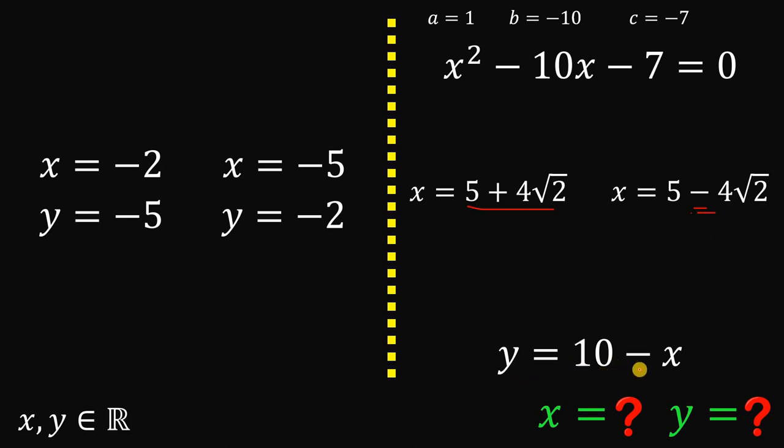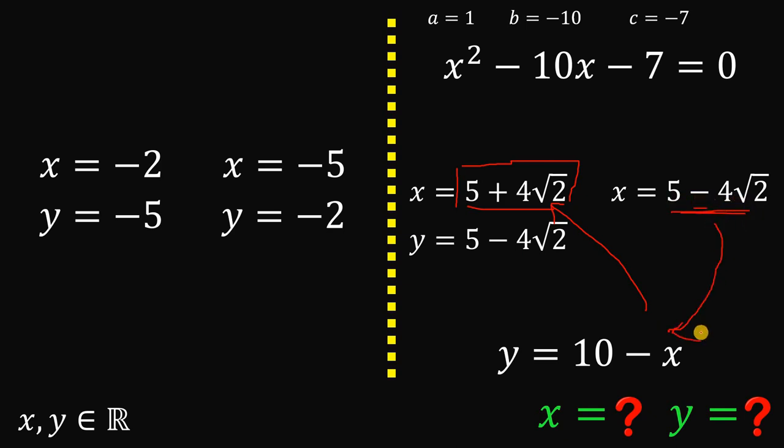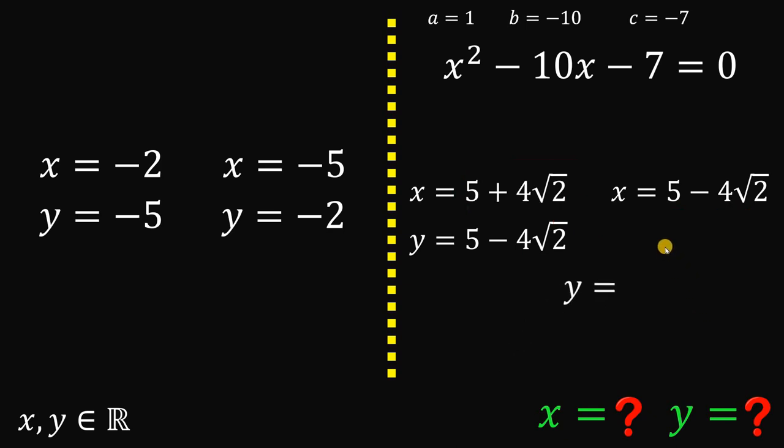Now, we know that y equals 10 minus x. So, if x is 5 plus 4 times square root of 2, 10 minus this value will give us y equals 5 minus 4 times square root of 2. Now, what if x equals 5 minus 4 times square root of 2? If we replace this value to x, we get that the value of y must be equal to 5 plus 4 times square root of 2.